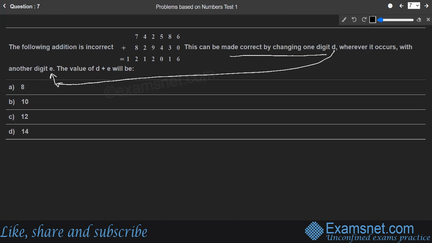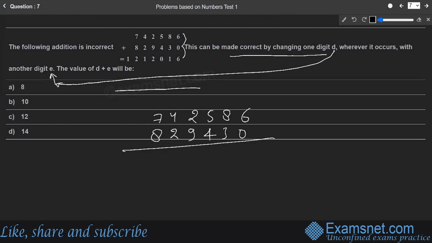So clearly we are supposed to investigate this particular expression and find out where the error is coming from, and from there, by the trial and error method, we will be able to find the wrong digit. So let us try to add these numbers. The first line is 742586. The next line is 829430, and the addition value that is given is 6, then 1 here, then 0 here, then 2 here, then 1 here, then 2 here, and then 1 here. If you add them, let us find out.